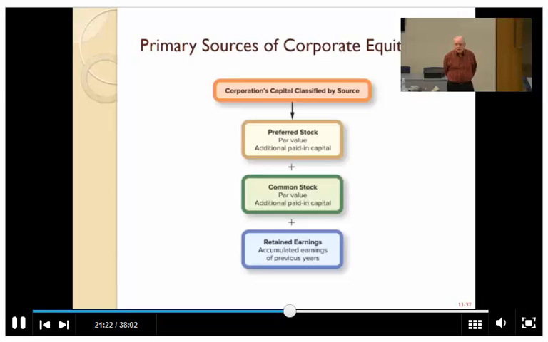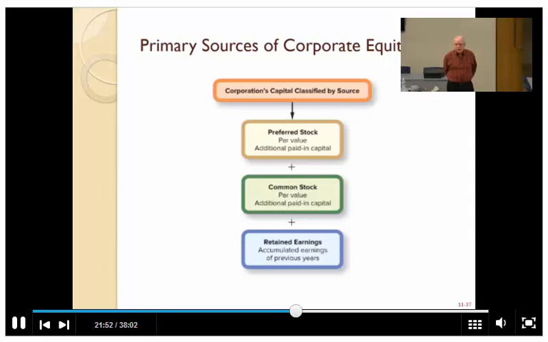Okay, now this is a quick overview then. If we look at the equity portion of the balance sheet, the way it's presented is the preferred stock at par, and then the additional paid-in capital is separate. The common stock at par, and then the additional paid-in capital is separate, and then retained earnings.